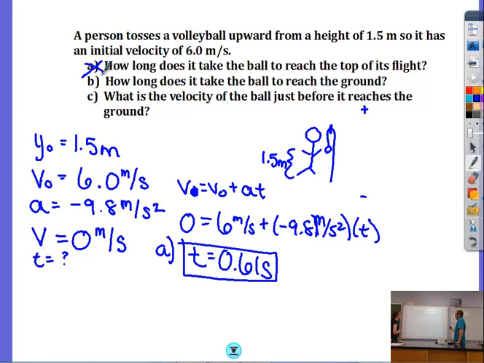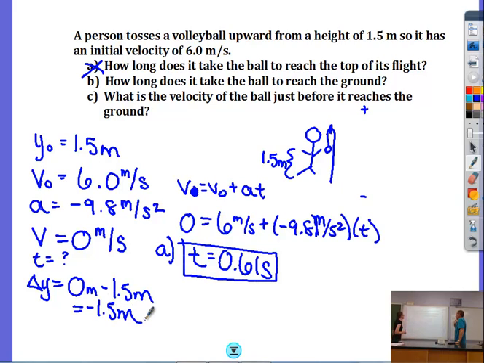Okay, now B says how long does it take the ball to reach the ground? So we'd be going from here clear to here. Right, so from the beginning of the problem to the end of the problem, and we know its final position there is 0. So we know delta y, the final position 0 minus the initial position, 1.5 meters, so delta y is negative 1.5. That might come in handy, let's see.